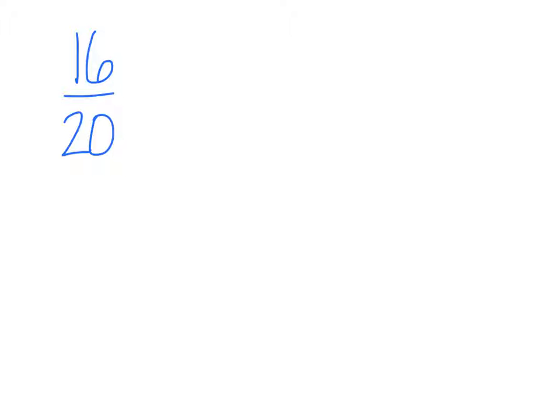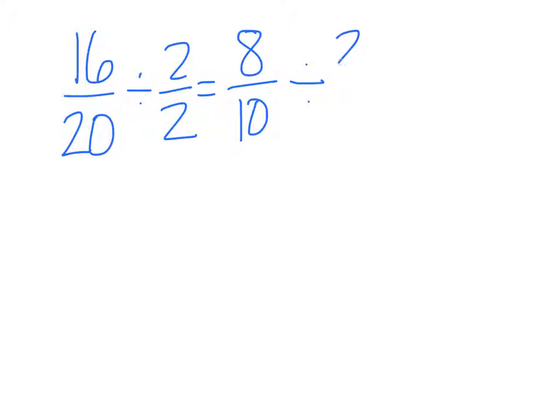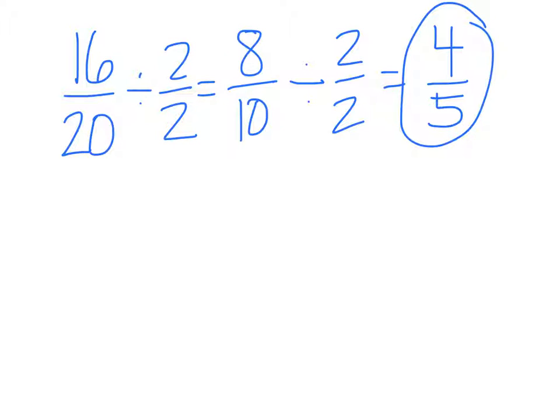Now, you could have done one of two things. You could have gone the easy way, which is 2 over 2. 16 divided by 2 is 8. 20 divided by 2 is 10. Ask yourself, is there something that goes into 8 and 10 evenly? Yes, there is. That would be 2. 8 divided by 2 is 4. 10 divided by 2 is 5. I have reduced it to its lowest terms.